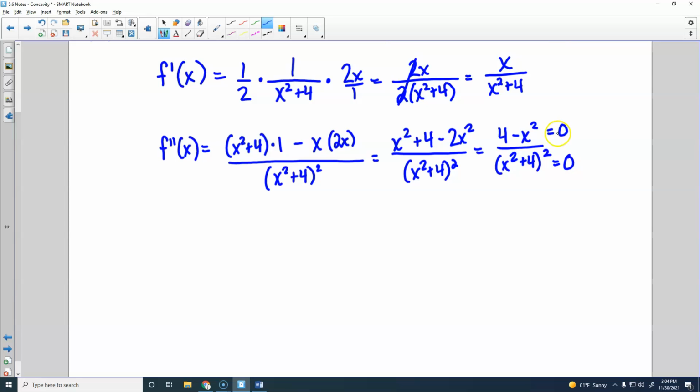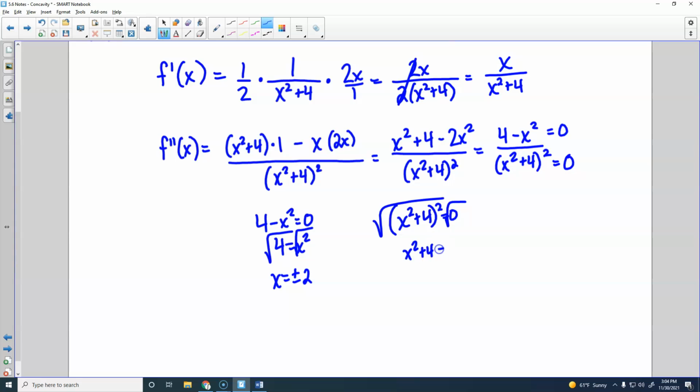Okay. All right, so the numerator, 4 minus x squared equals 0, so that's 4 equals x squared. We will square root both sides. We'll get x equals plus or minus 2. On the bottom, x squared plus 4 equals 0. That's x squared equals negative 4. I've got to square root both sides. Can I take the square root of a negative? No, not without an i, so I'm not going to get any super critical points there. Double critical points, whatever we want to call them.